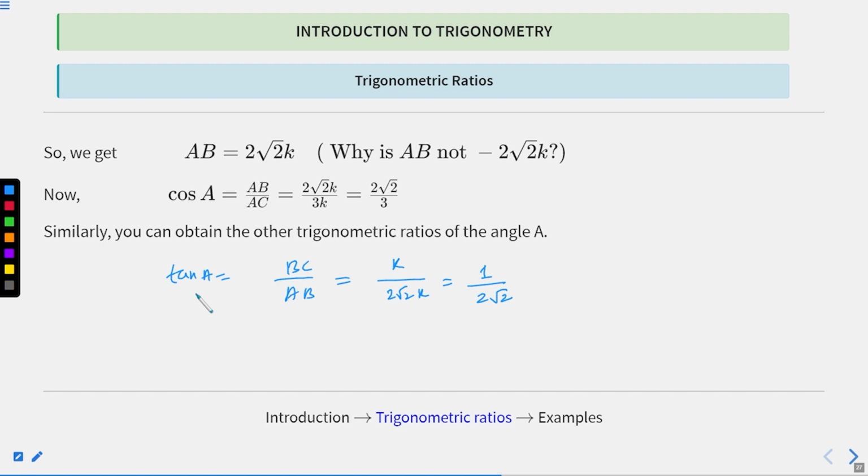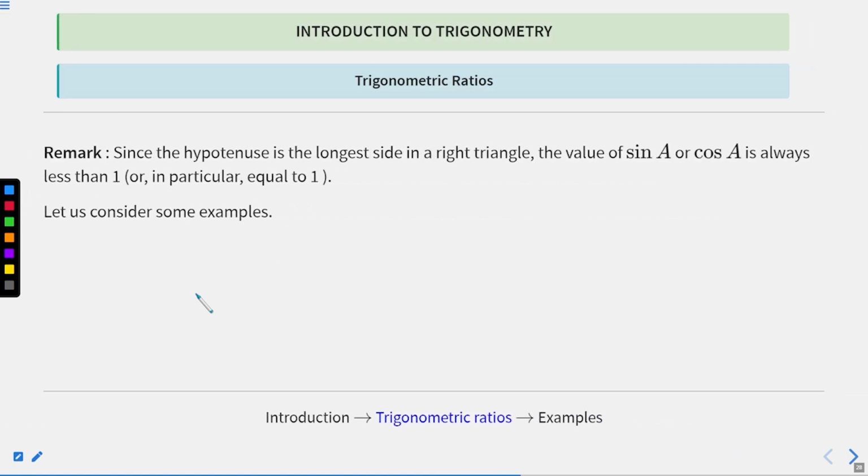So if we are given the value of one ratio, then you can easily find the other trigonometric ratios of the angle A. Now, a remark: since the hypotenuse is the longest side in a right triangle, the value of sin A and cos A is always less than or, in particular, equal to 1. So the value of sin A and cos A is always less than or equal to 1. Now let us explore some examples on trigonometric ratios.